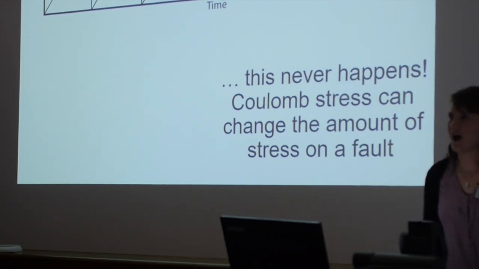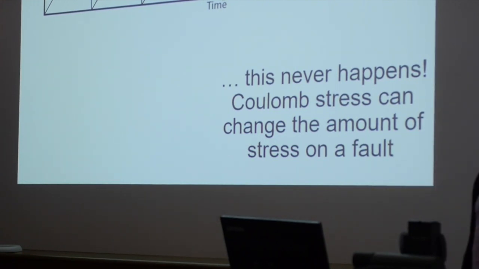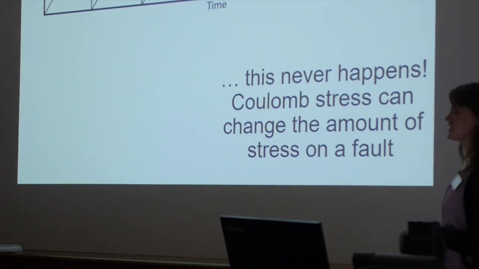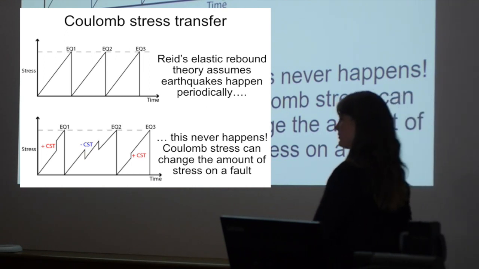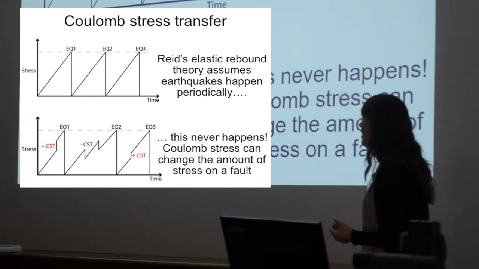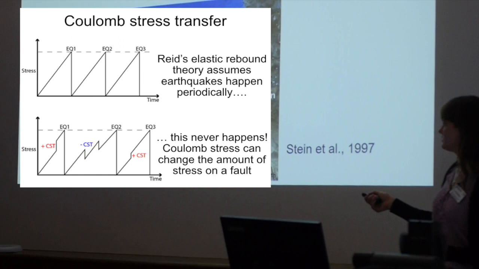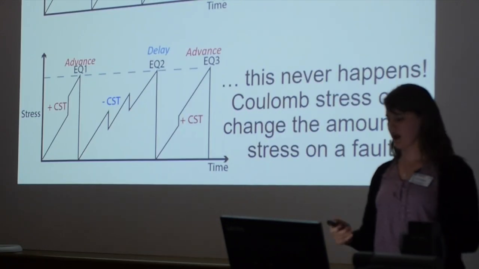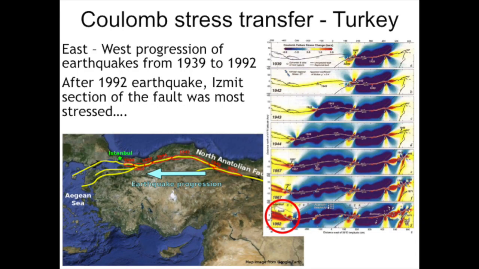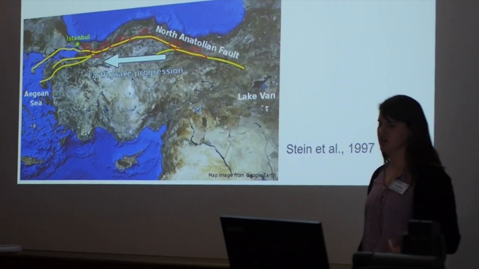But this actually never happens. There is no example of a fault where we have such periodic earthquakes. Because Coulomb stress can change the amount of stress on a fault. If the stress increases, which is shown in these little red steps here, that's going to make the earthquake happen sooner than we would expect. Or if the stress has decreased, that's going to delay when the earthquake is going to happen. So like I said, the classic example of this is the North Anatolian Fault in Turkey.